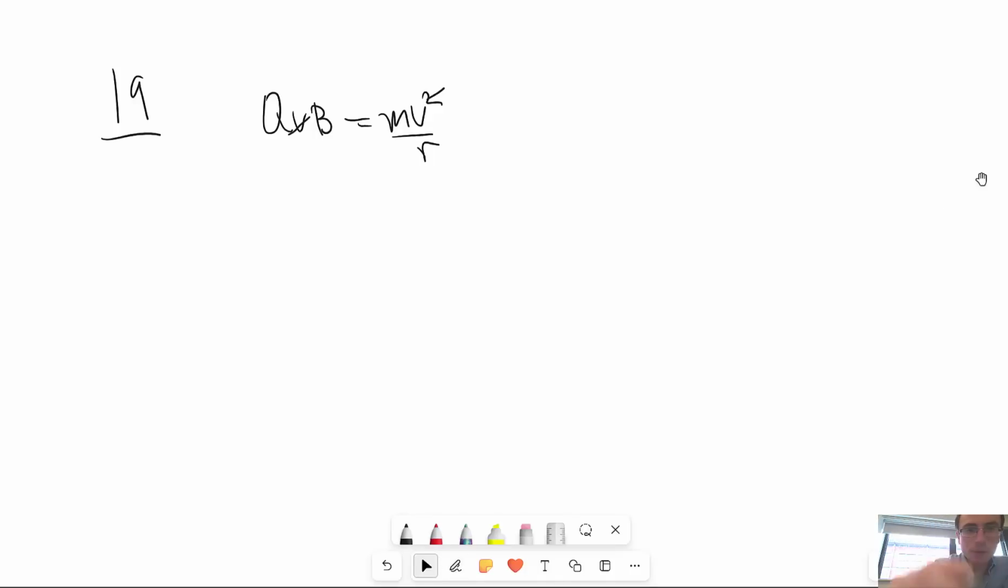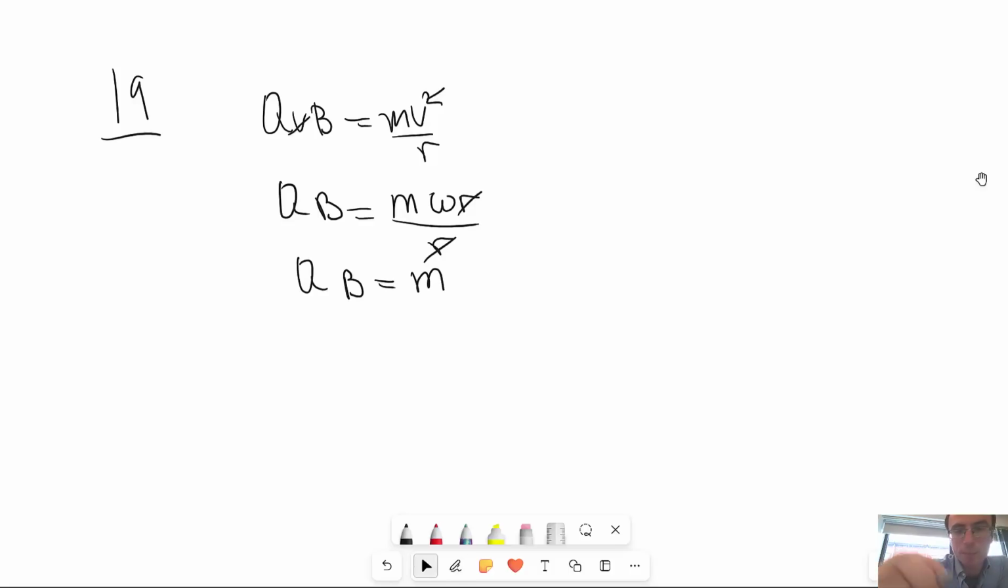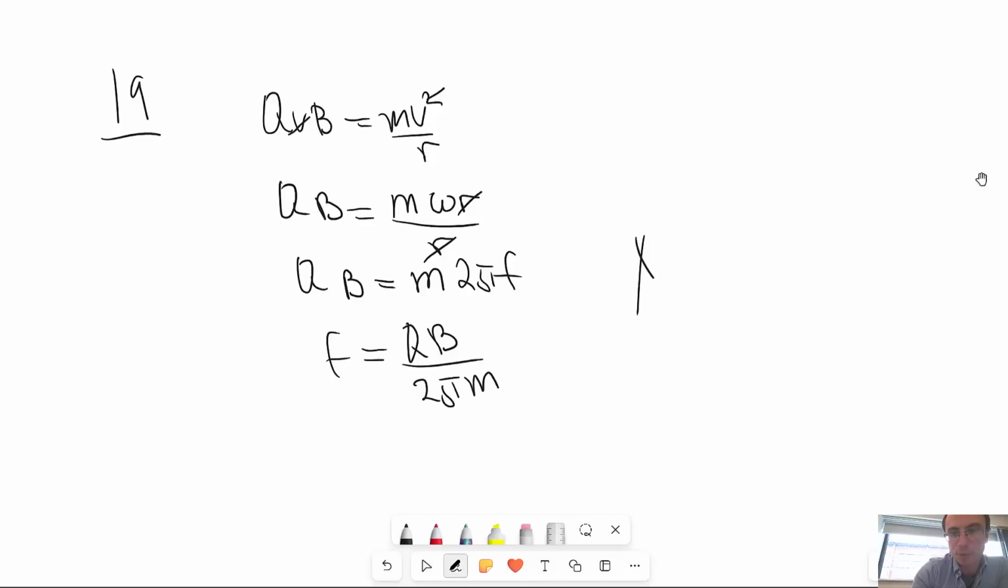I want to find the frequency. So I'm going to say that QB is equal to mv over r, where v is equal to omega r, so the r's are going to cancel. So then what we're going to get is that QB is equal to mass multiplied by omega, which is 2 pi f, meaning that the frequency will just be given by QB divided by 2 pi m, and this here will correspond to the correct answer being A.